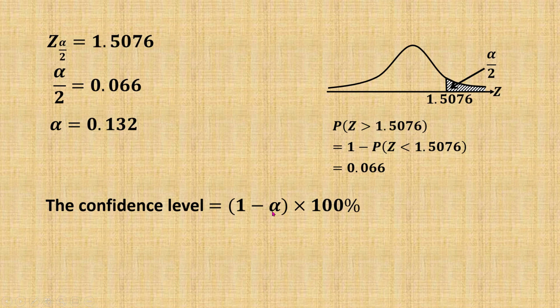Based on this value of alpha, now we are going to find the confidence level, where the confidence level is (1 minus alpha) percent. So when we calculate, 1 minus alpha is 1 minus 0.132. That is, the percentage is 86.8%.